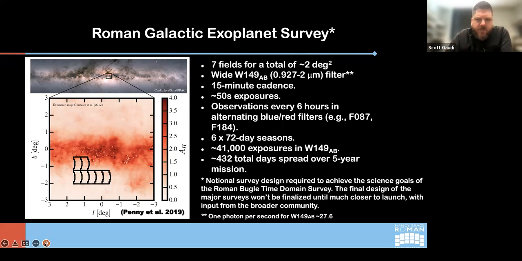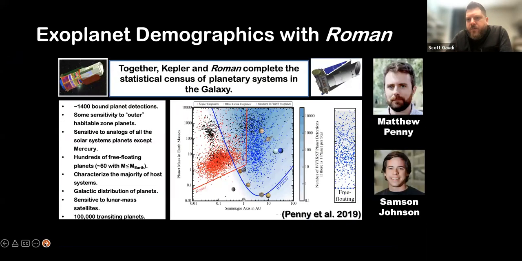And so there's lots of work that's been done on this, but I just want to call out in particular Matthew Penny and Samson Johnson, who have been largely responsible for the predictions for the yields of Roman for bound and free-floating planets. And so, we don't really know what we're going to find, but our best estimate is we're going to find a lot of bound cold planets, maybe 1,400.